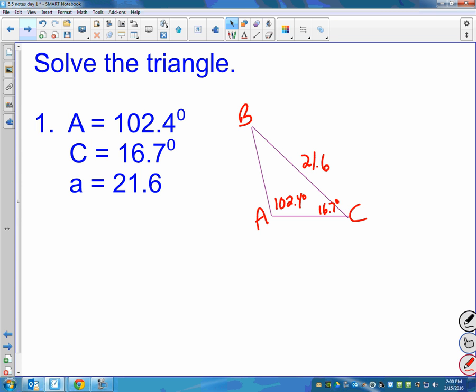Remember that solve a triangle means find everything that's missing. In a triangle, there are always going to be three things missing. They're always going to give you three things, and you're going to have to find the other three. In this question, what's the easiest thing to find first? If they give you two angles, you should be able to find that third angle, no trig needed, right? How am I going to find angle B? Subtract from 180. And notice that we're using degrees, not radians.